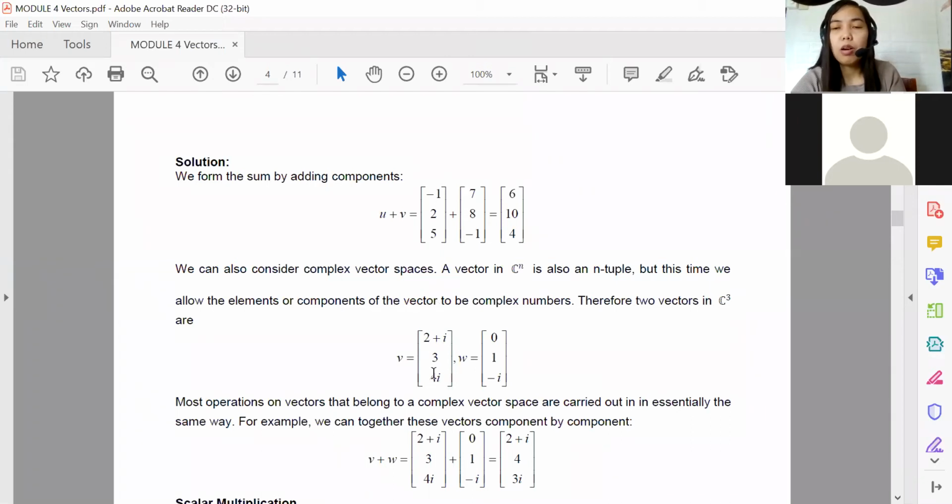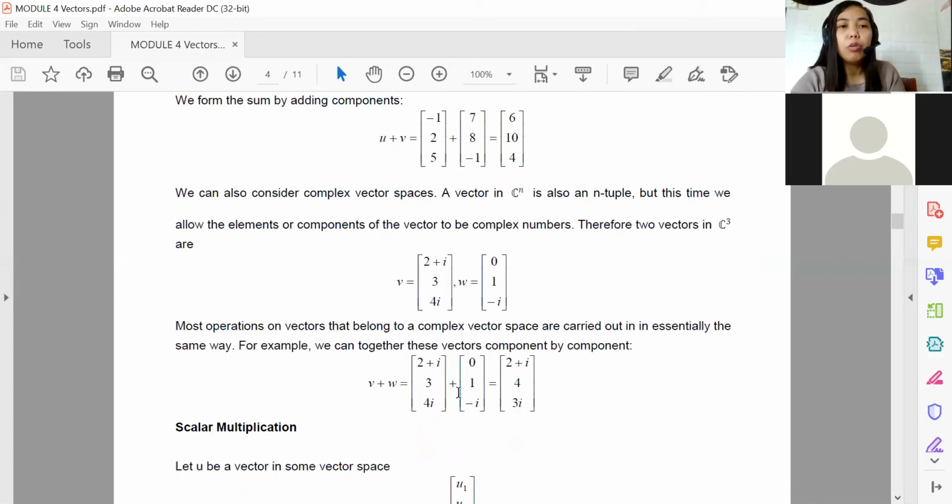So some of the elements are imaginary. Even for vector w, we have 0, 1, negative i. By the way, class, the given is always a column vector. Most operations on vectors that belong to a complex vector space are carried out in essentially the same way. So it means that how you add in the real vector space is just the same as when we add for a complex vector space.